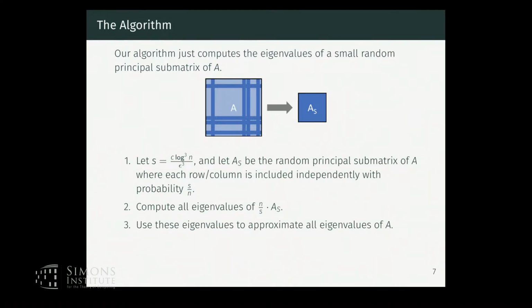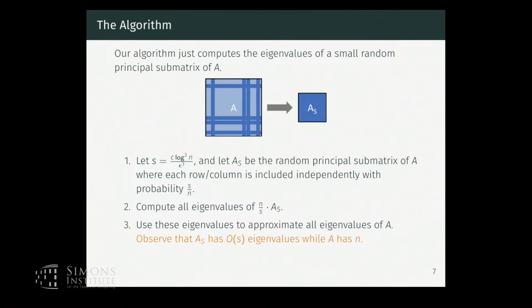The sample size S is going to be polylog n over epsilon. This is where our eventual sample complexity comes from. And we're just going to include each row or column independently with probability S over n. We're then going to scale up this matrix by a factor of n over S to keep expectations correct, right? If I just subsampled my matrix, then all the eigenvalues are going to proportionally scale down. So I'm scaling up by the inverse of my sampling factor. And then I'm going to use those eigenvalues to approximate the eigenvalues of A. That's the algorithm.